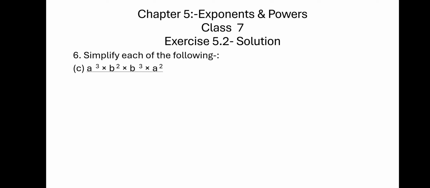Simplify each of the following. Third question, that is C. A^3 into B^2 into B^3 into A^2 divided by A^2 into B. The solution of that is A^3, we combine the same bases. So A raised to 3 plus 2 minus 2 multiplied by B raised to 2 plus 3 minus 1, and that gives you A^3 into B^4, because 5 minus 1 is 4.